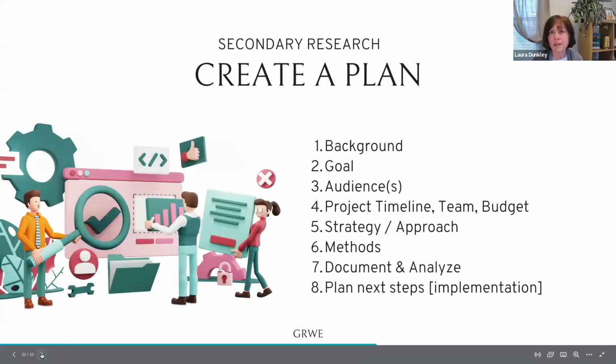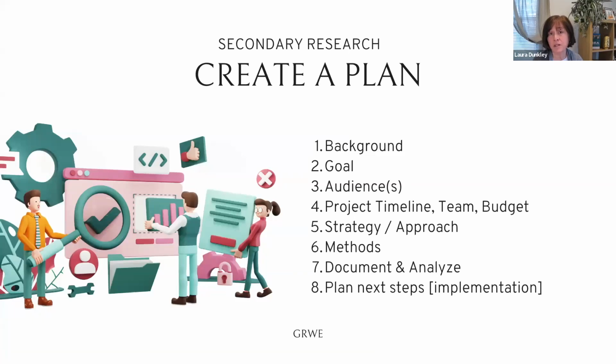So like always, as you know, having a plan does help you keep focused and understanding the why you're doing it and understanding the how you do it so that you can use the time wisely and understand how to evaluate it. So similar to primary, you want to know the background, what you're trying to achieve with the goal, who you need to research or understand better, the project timeline, team, and budget. What's your approach going to be, right? What's that strategy? Because you can't do it all. It has to match and support your overall goal, to support your background. What methods are you going to use? How are you going to document it and analyze it?